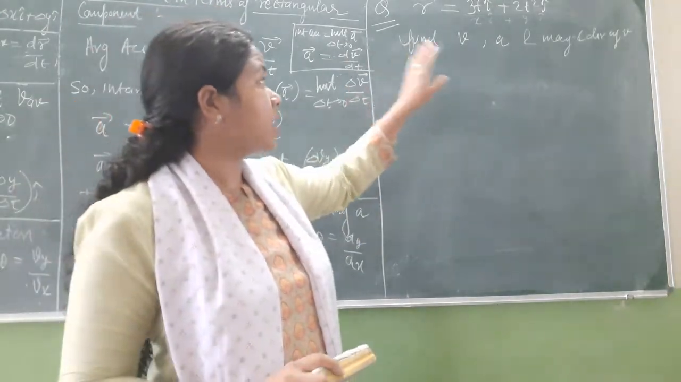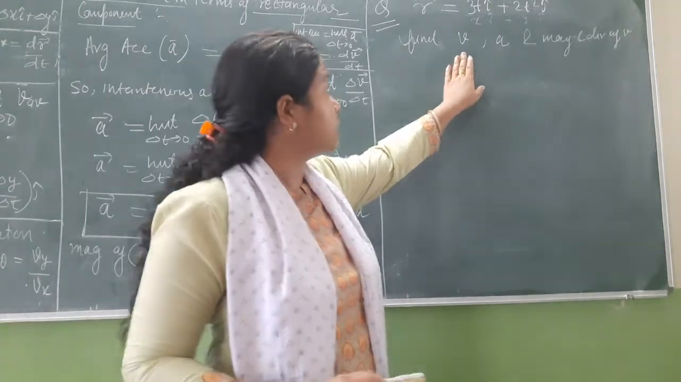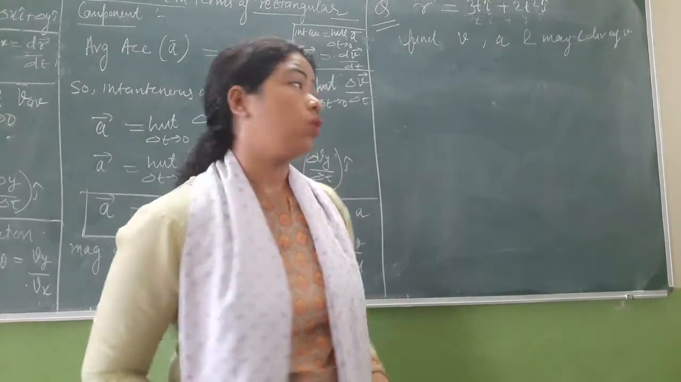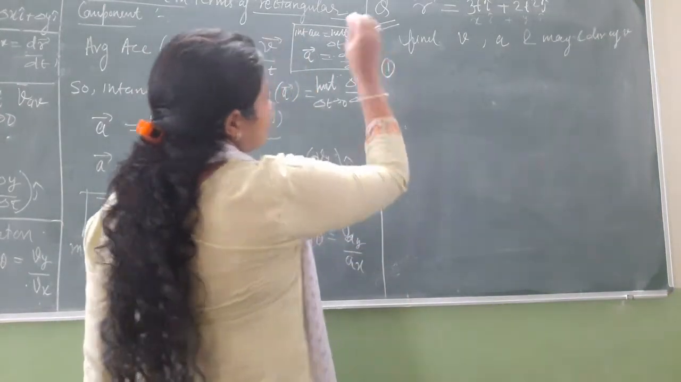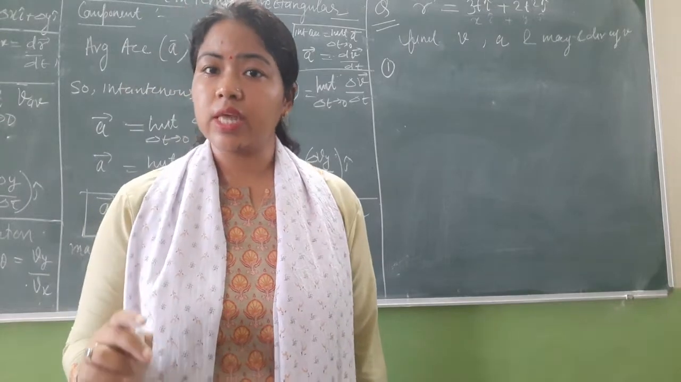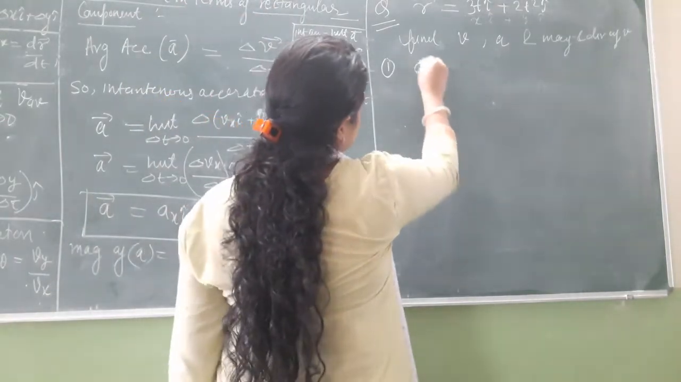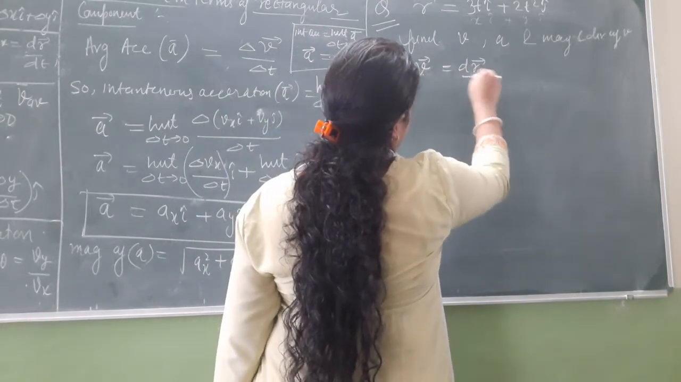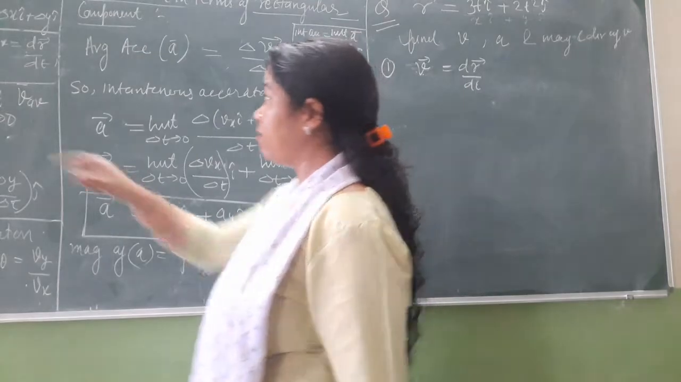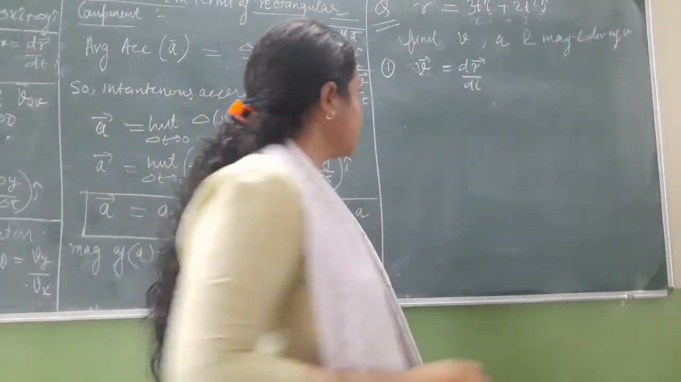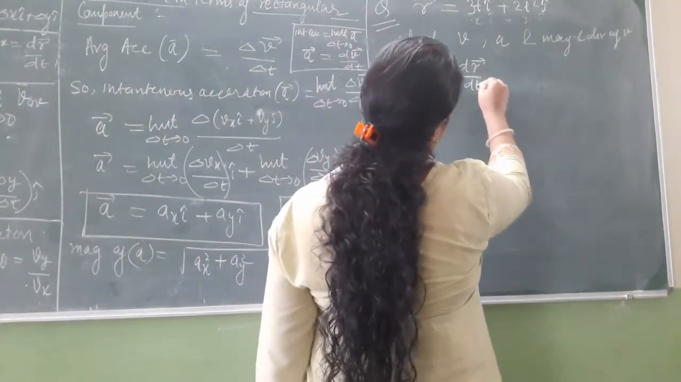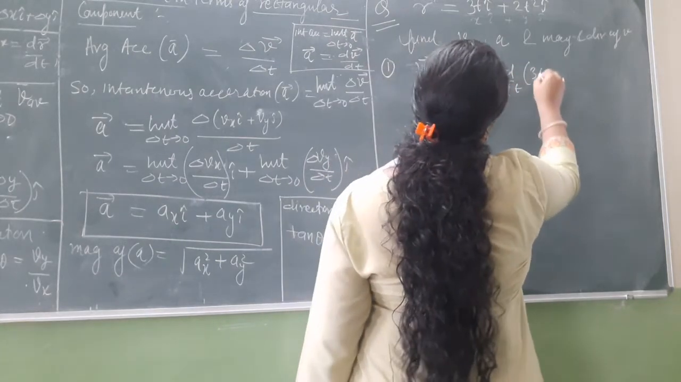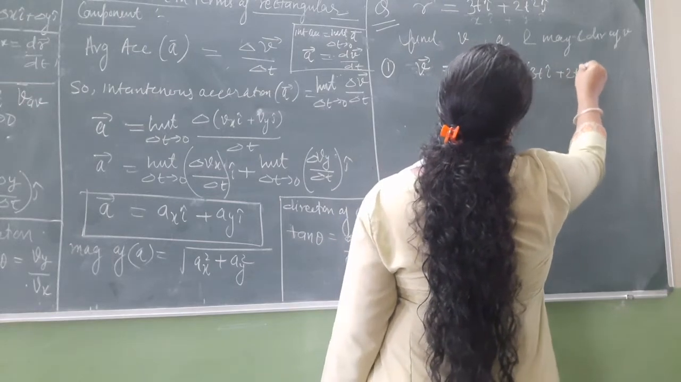Now from this equation we have to calculate the instantaneous velocity, the instantaneous acceleration, and the magnitude and direction of velocity. Right? Now, you have to know the formula for the instantaneous velocity. Instantaneous velocity can be written as dr upon dt. So we can write d over dt of r, which is 3ti plus 2t square j.